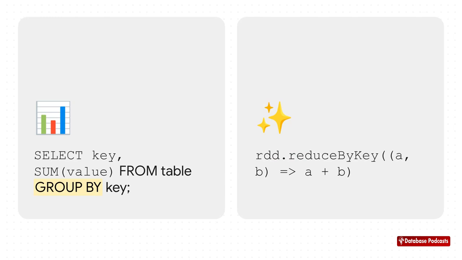And boom, there it is, the direct connection. That super efficient reduceByKey operation is the exact equivalent of what you've been doing in SQL for years. Writing SELECT key, SUM(value) FROM table GROUP BY key is conceptually the exact same thing as calling .reduceByKey with a little function that just adds two numbers. It's the same logic, just with syntax for a distributed world.